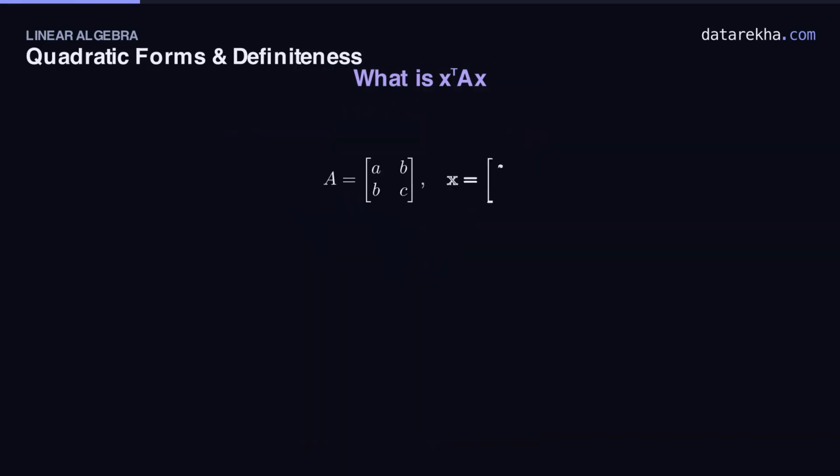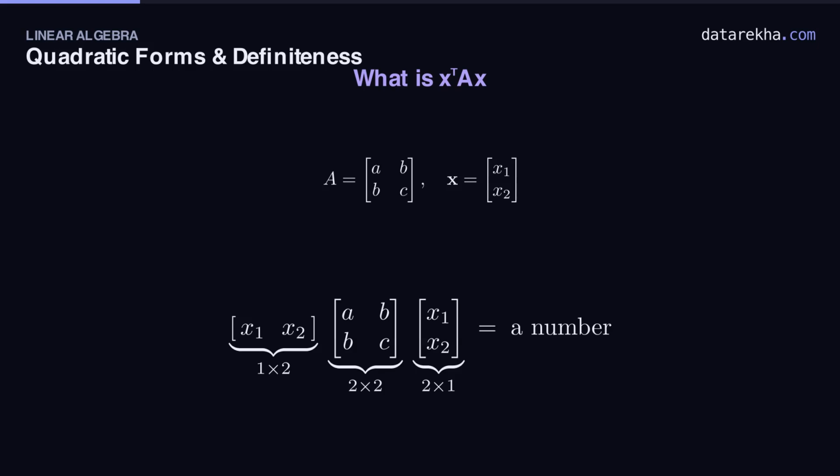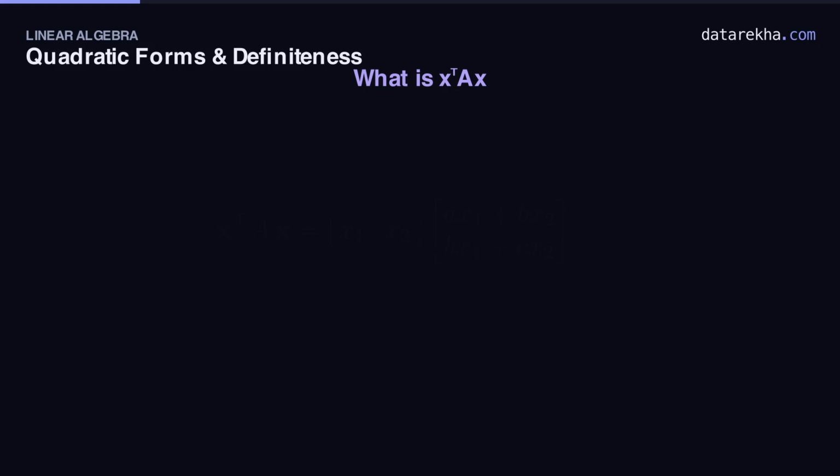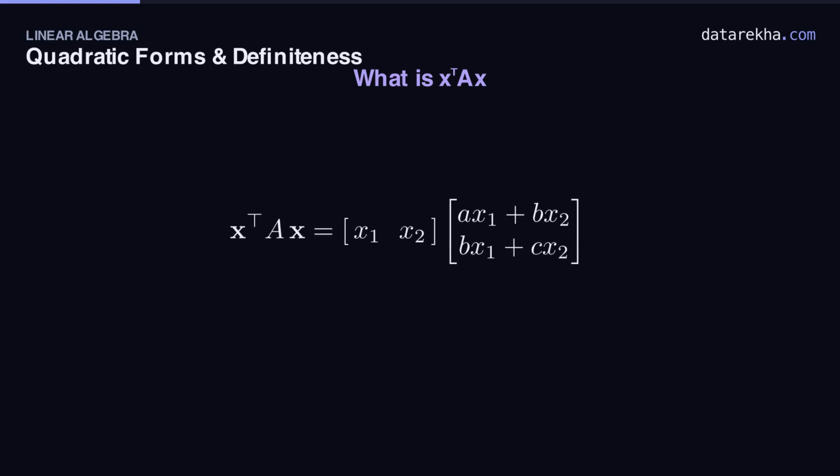So let's build this expression from scratch, in 2 dimensions, where we can see everything. Take a matrix A and a vector x with 2 components. Notice x transpose is a row on its side, A in the middle, x standing as a column. Row times matrix times column. The result is a single number. Multiply A into x first. That gives a little column. Then the row eats that column.